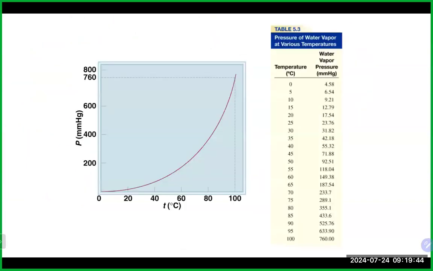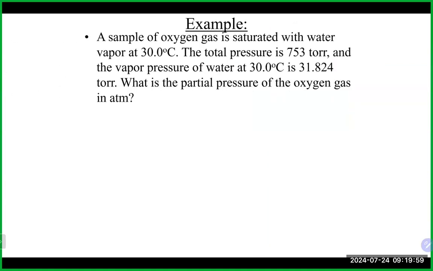And here's an example of a table where you could look up the vapor pressure of water based on temperature. Again, it's often used in laboratories and experiments as a correction calculation to get rid of the presence of water, which you're not interested in. So why don't you try this one? A sample of oxygen gas is saturated with water vapor at 30 degrees Celsius. The total pressure is 753 torr. The vapor pressure of water at 30 degrees is 31.